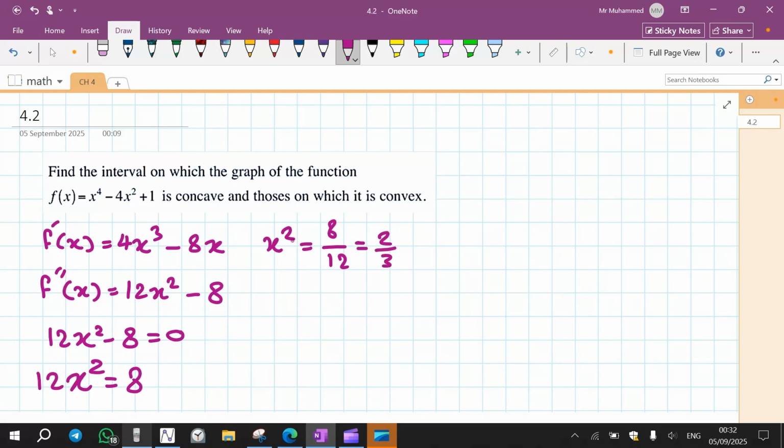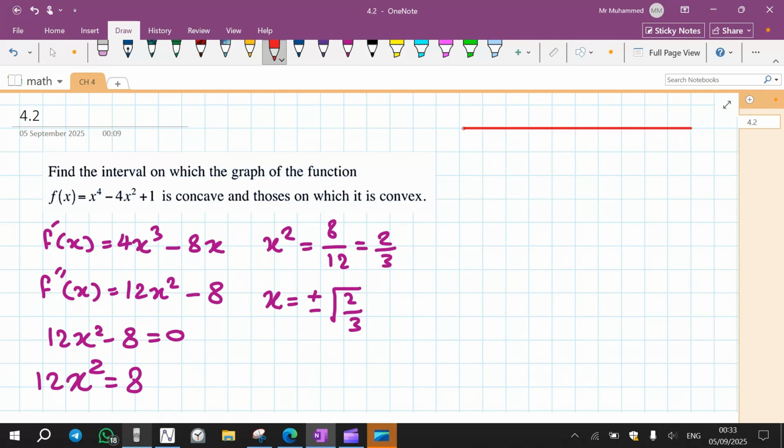Now I have to take the square root to remove this power 2. Then x is equal to positive or negative square root of 2 over 3. Okay. These are inflection points. Inflection points should go into the table so we can find intervals of concave and convex.